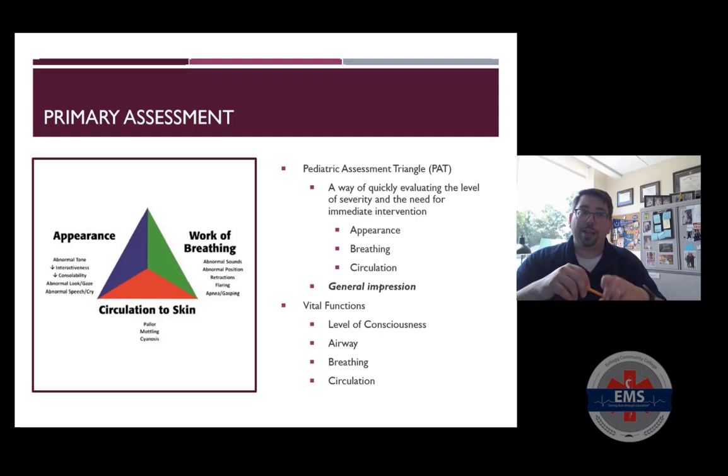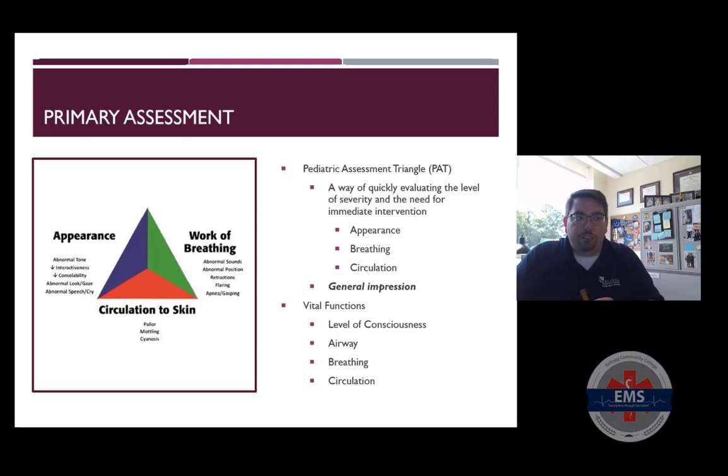We know the pediatric assessment triangle is a way of quickly evaluating the level of severity and the need for immediate intervention. We do this based on an ABC approach, but from that of an adult, it is different. The A stands for appearance. We're looking at things like normal tone. Is there a decrease in interactiveness, a decrease in consolability, an abnormal look or gaze, or an abnormal speech or cry? How do they appear?